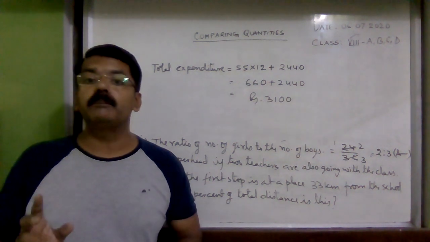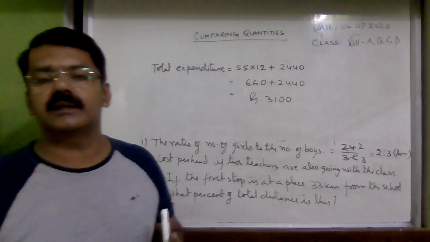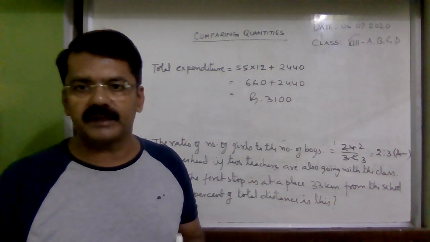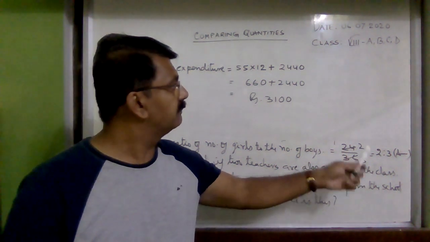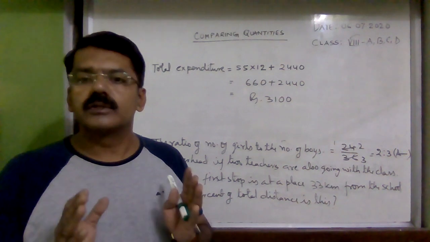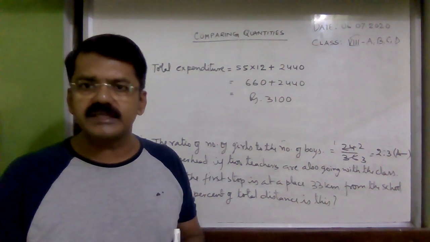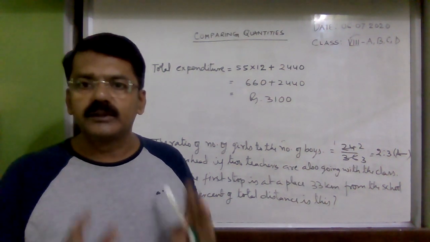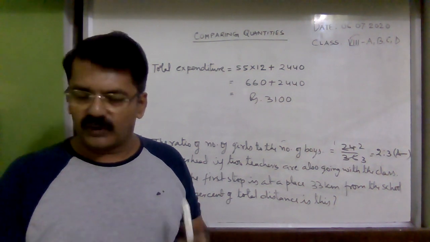Now how many people are there for the picnic? There were 60. The total strength of the class was 60. So total 60 students and 2 teachers. So 62 persons are there for the picnic.